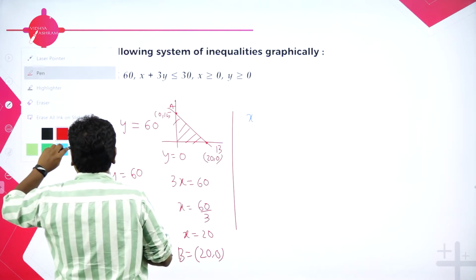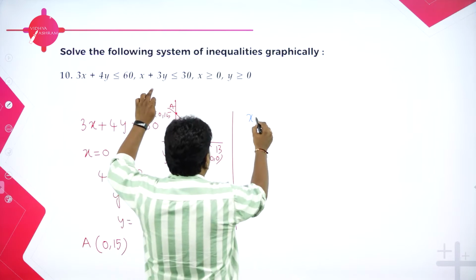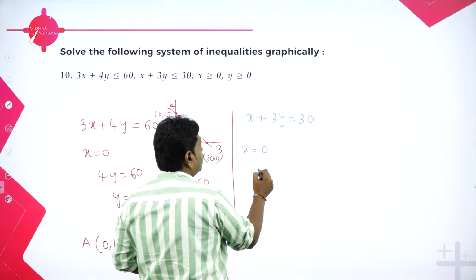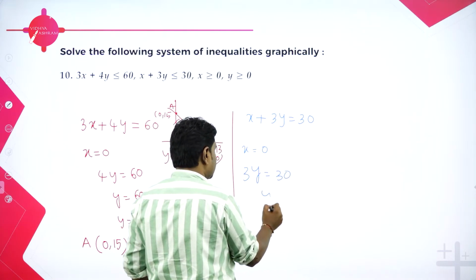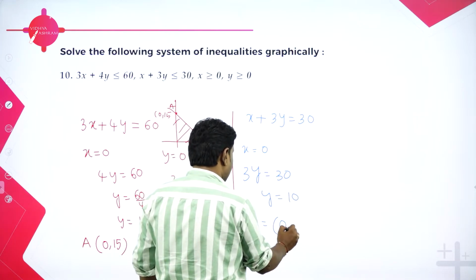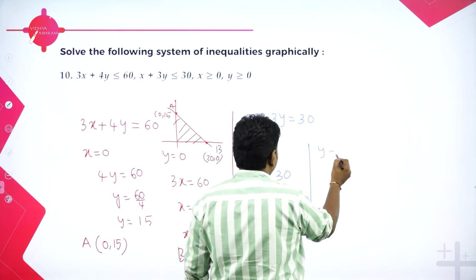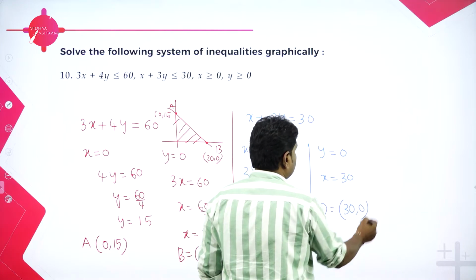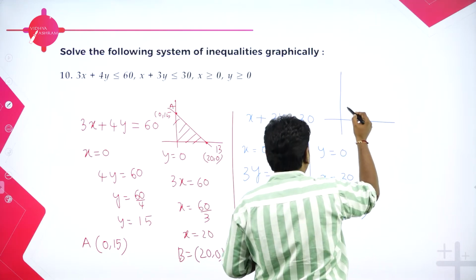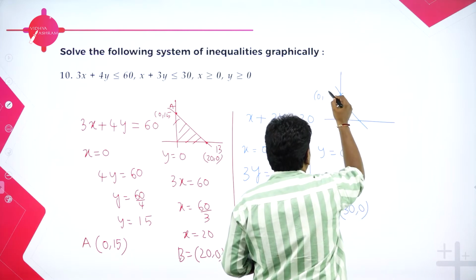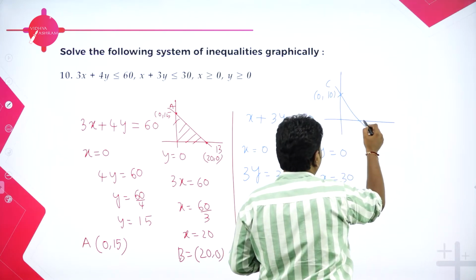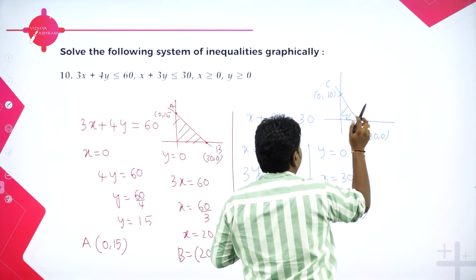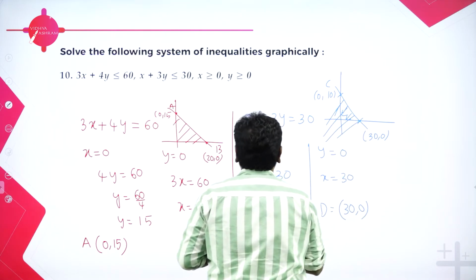And now the second line is x plus 3y is equal to 30. I'll put x 0, you'll get 3y is 30 and y is 10, so C is 0 comma 10. And put y 0. If you put y 0, x is 30, so we'll say D is 30 comma 0. And the line 0, 10 is C, and we have 30, 0. It is less than, means again shading is below, the shading goes down towards the origin.